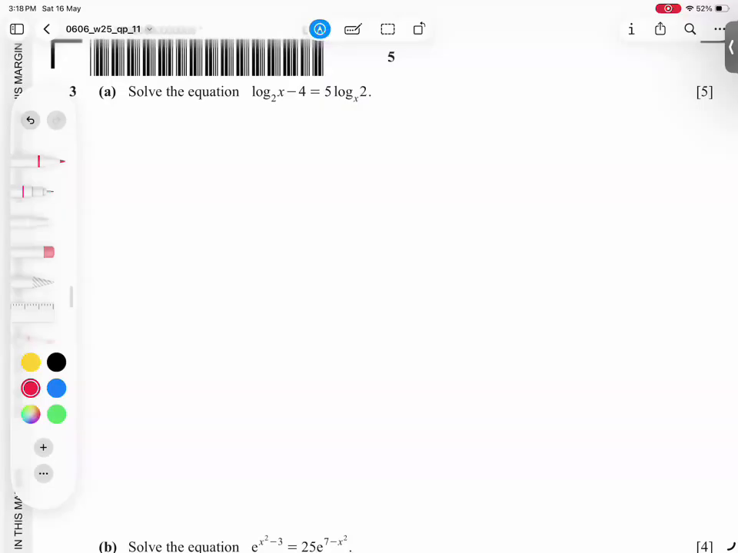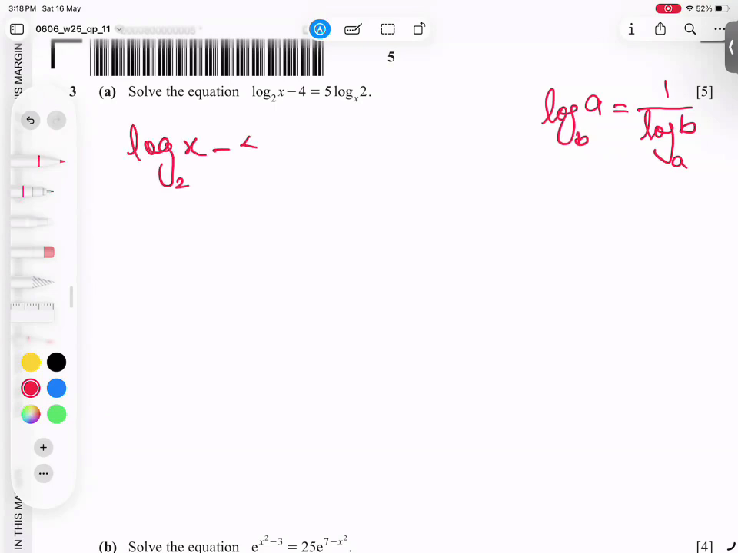Question number 3. In this question, the important part is the bases are different. When different bases are there, the best property is change of base. For example, here A, here B. When this goes in the denominator, the A index will become the base and the base will become the index. So the same thing I'm going to do here. So here 5, and this I'm writing as 1 over logarithm. This 2 index will become base and base x will become index. Now I'm saying logarithm of x base 2 is equal to k.